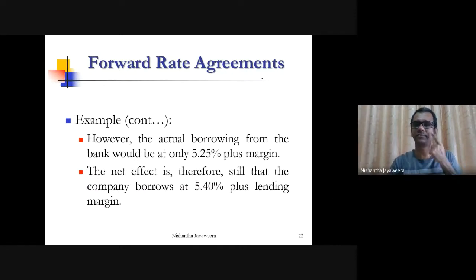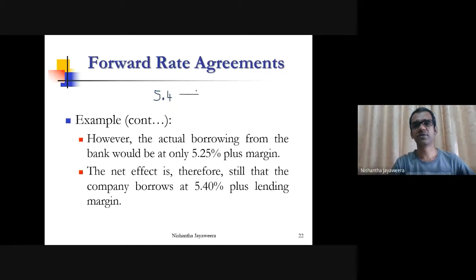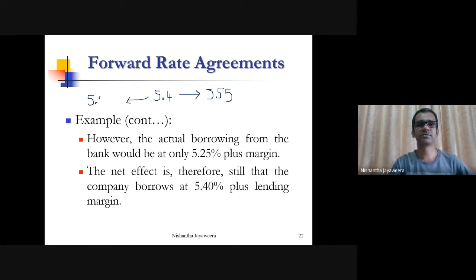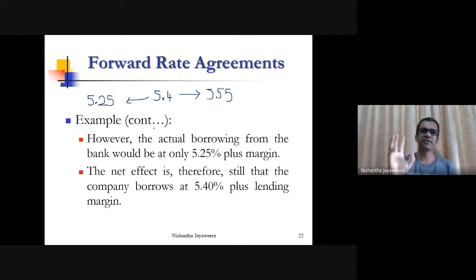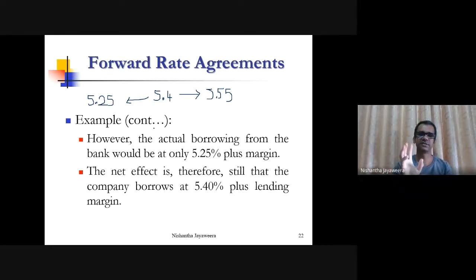So what ultimately it reflects: the fixing rate is 5.4. LIBOR can be 5.55 or it can be 5.25. Irrespective of these two scenarios, what is the effective rate for this company or this borrower?